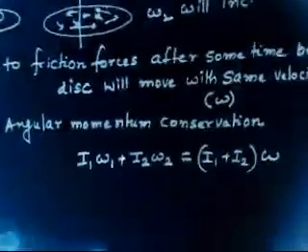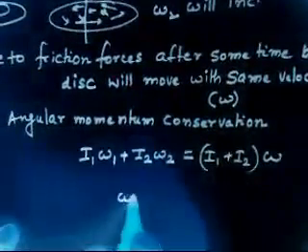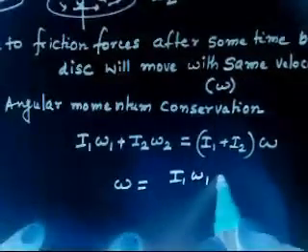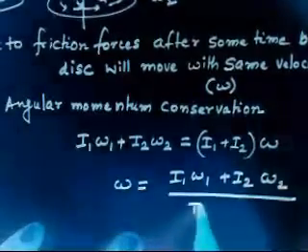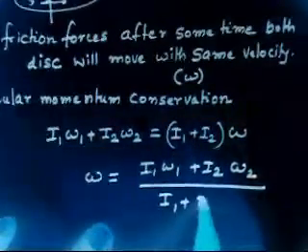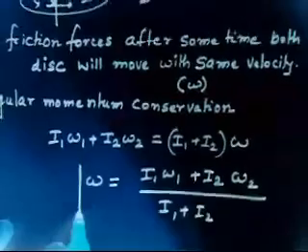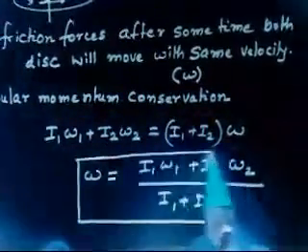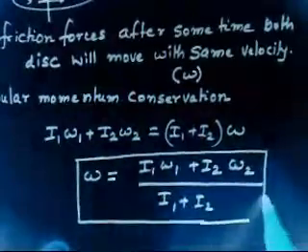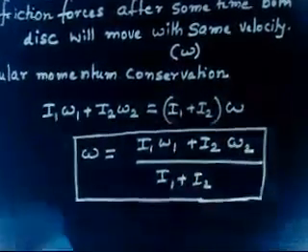From here I can write that the combined angular velocity omega is I1 omega 1 plus I2 omega 2 divided by I1 plus I2. So this is the combined angular velocity. When they reach this angular velocity, the system will be in rotational equilibrium. Both will have the same angular velocity.